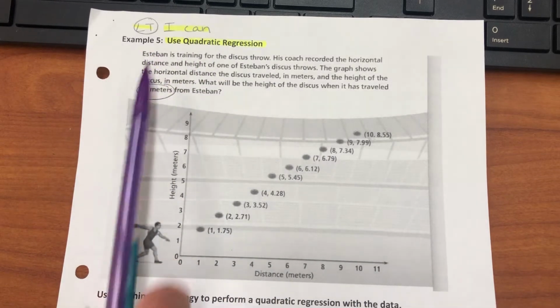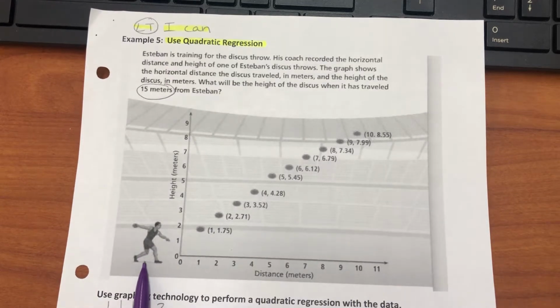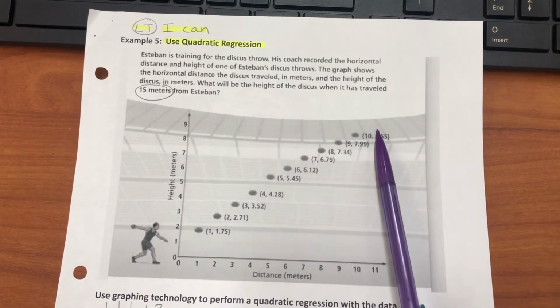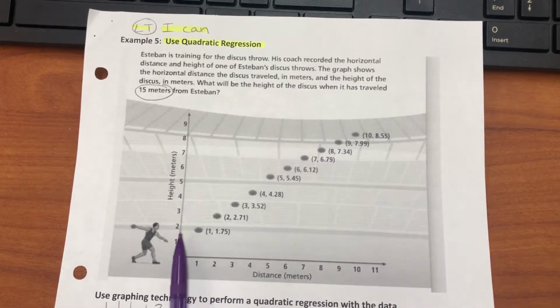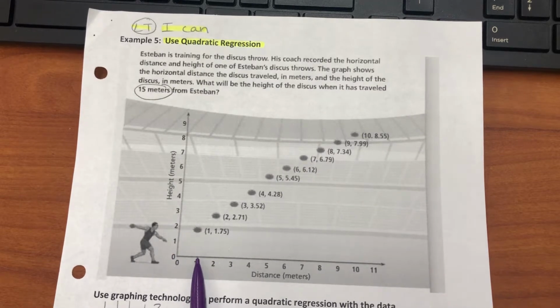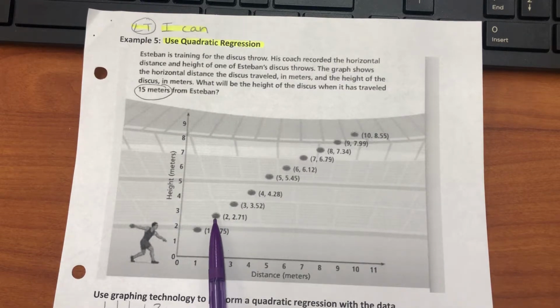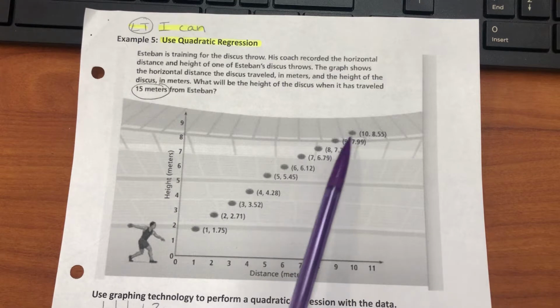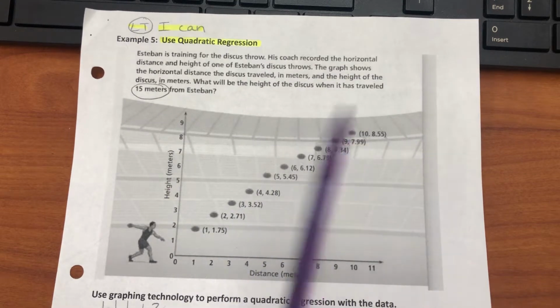We're talking about our athlete here, Esteban. Esteban is throwing his discus, and here's the path that the discus is taking. So we can read this as he throws it out 1 meter, the disc travels up to 1.75 meters high. And then at 2 meters out, the disc is at 2.71 meters high, and so on. It follows this path here.